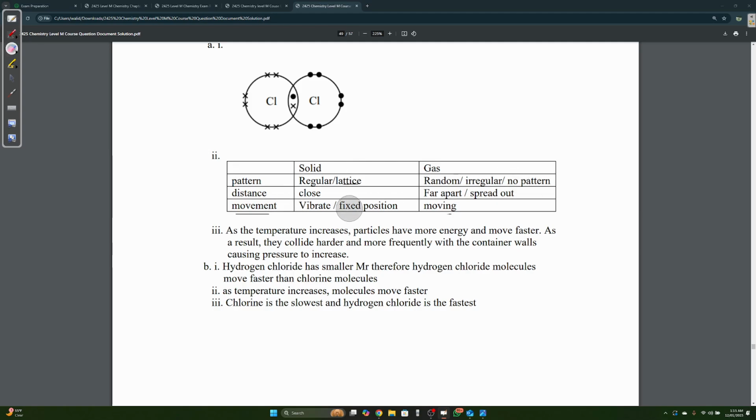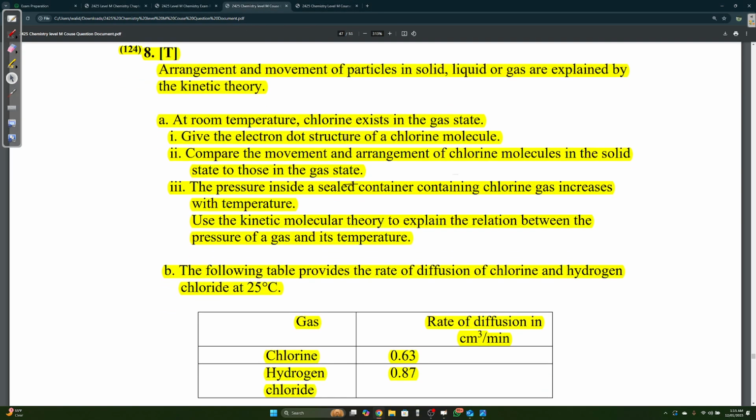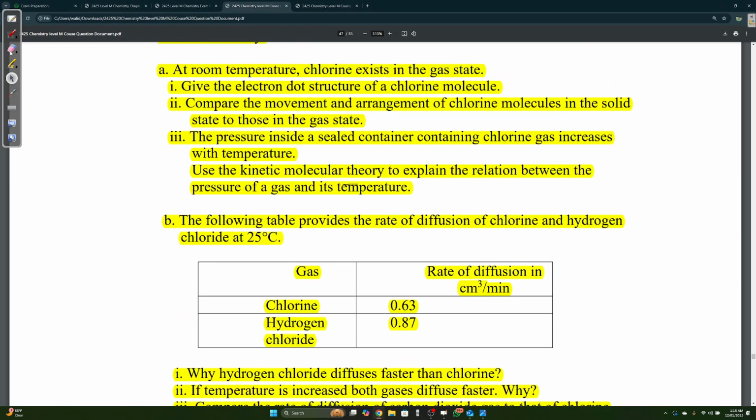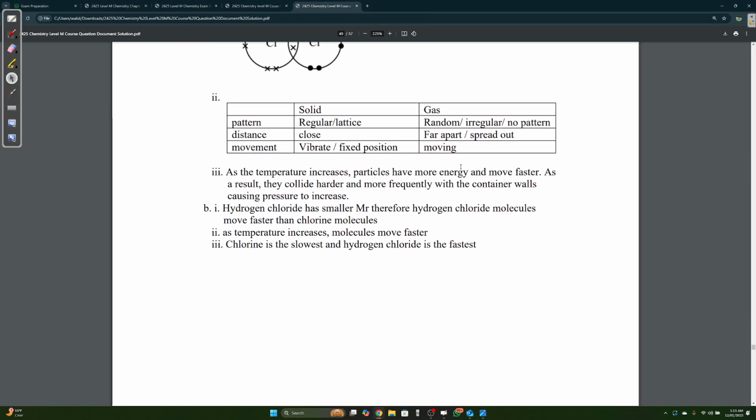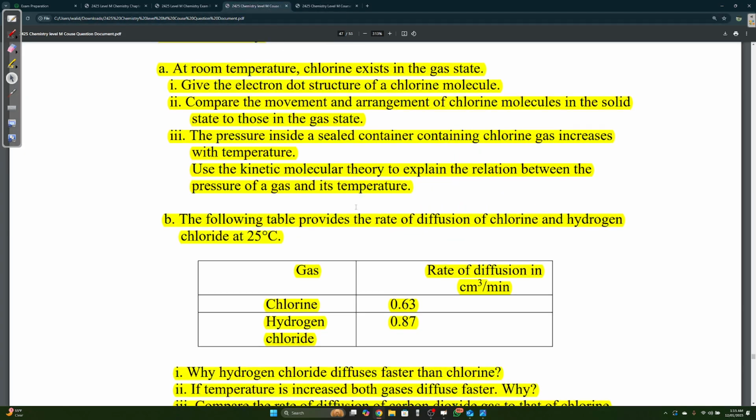So, do I see this coming in the written part? Absolutely. It looks like a nice question that can come in the written reading. The pressure inside a sealed container containing chlorine gas increases with temperature. Use the kinetic theory to explain why. What's the relation between the pressure of a gas and temperature? Obviously, when temperature increases, particles will have more energy and their kinetic energy will increase. So as a result, they're going to move faster, they're going to collide more with the walls, and thus you're going to have more pressure. This is grade 10 chemistry.